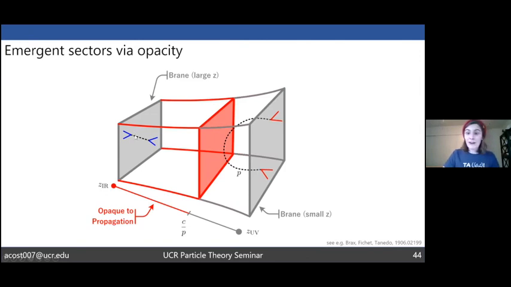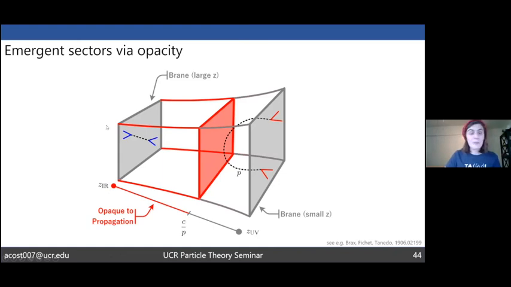And so opacity gives a mechanism to have what we call an emergent sector: a sector that is accessible at low energies, but not at high energies. It emerges at low energies. At low values of the four-momentum, this red is over here, and they can interact. At high values of the four-momentum, it's here, and this cannot interact with this.